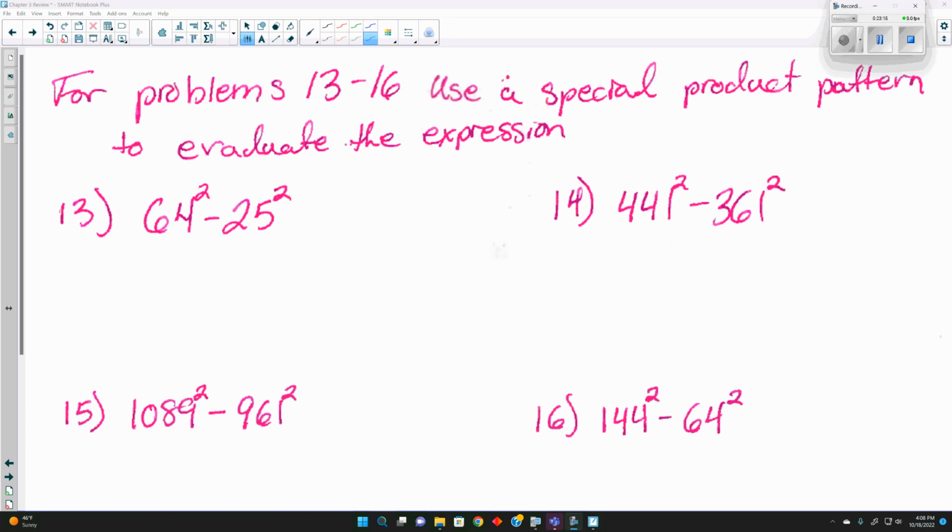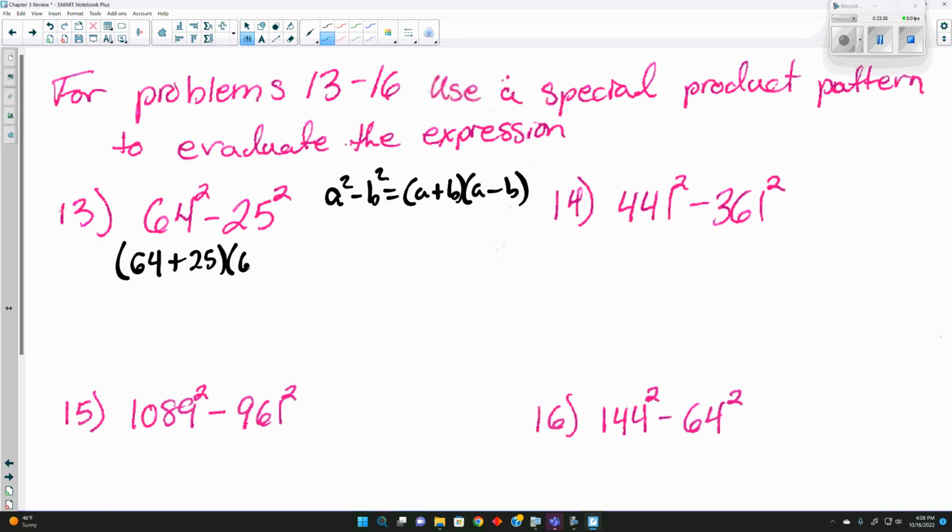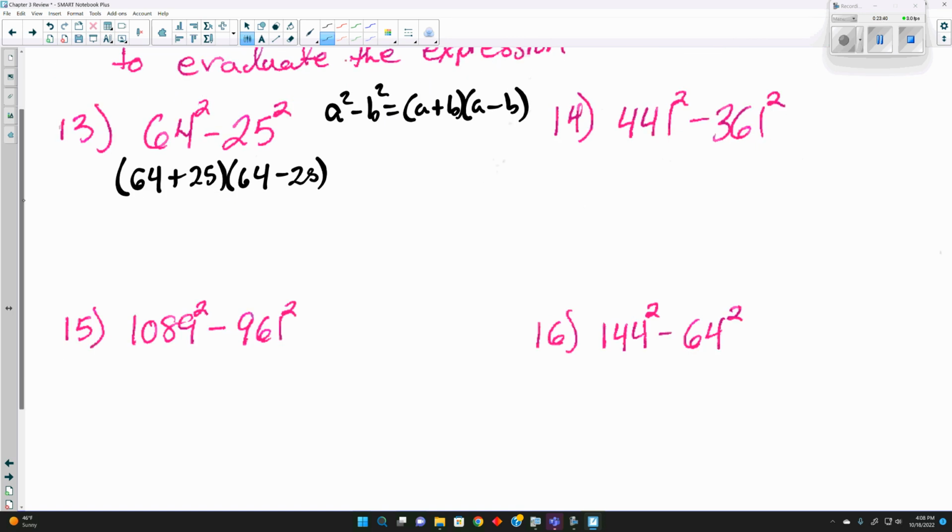All right, that brings us to 13 through 16. Now again, it says use the special product pattern to evaluate each expression, which is saying that a squared minus b squared is a plus b times a minus b. So for this here, we're saying that we have 64 plus 25 times 64 minus 25. And while 64 plus 25 is 89, we're going to multiply that by 64 minus 25. So that's going to be 39. And at this point here, we can do 89 times 39.